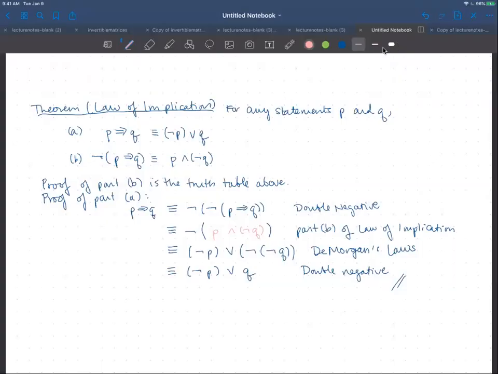All right, one of our takeaways from the law of implication, and in particular part B, is that the negation of P implies Q is not as simple as just distributing the not. It's not the same as not P implies not Q. And in fact, we could see that with a truth table, and we're going to do that fairly soon.